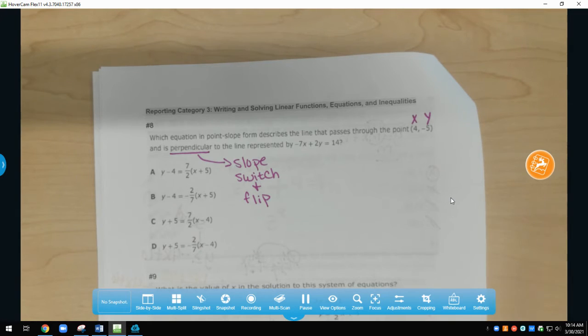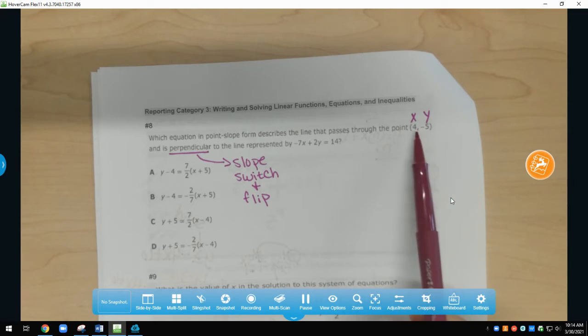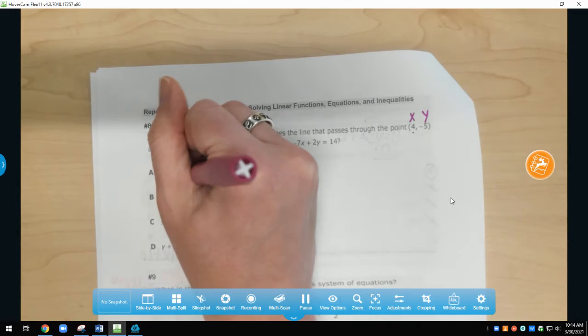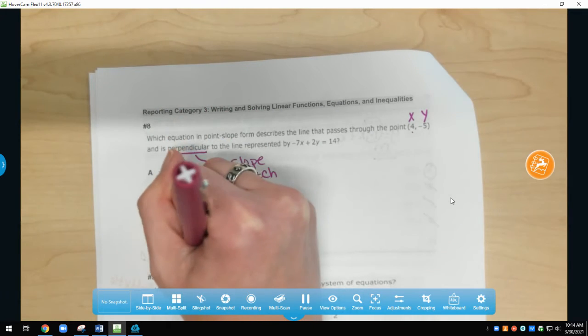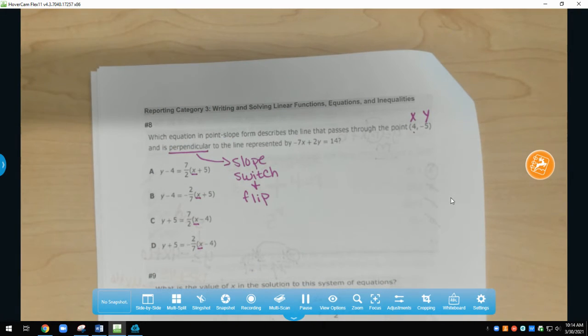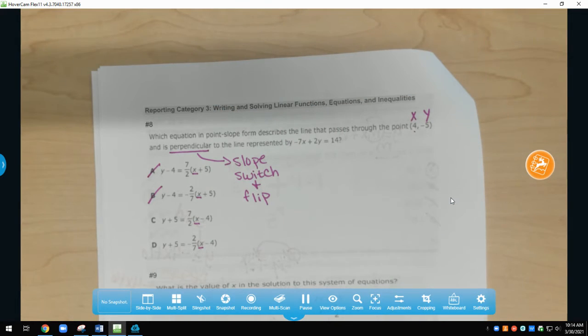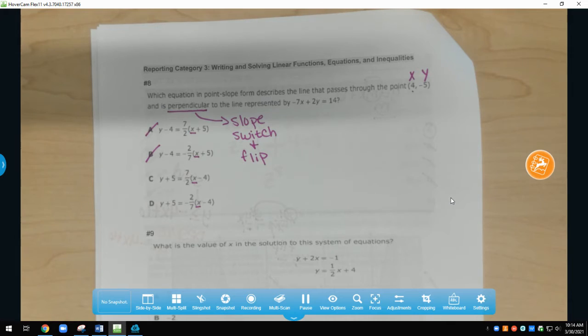What I would do first, my x is 4. So I would go through and make sure that where the x is, the 4 is in parentheses, okay? So I can automatically get rid of a and b. All right, so now I'm at a 50-50 chance.